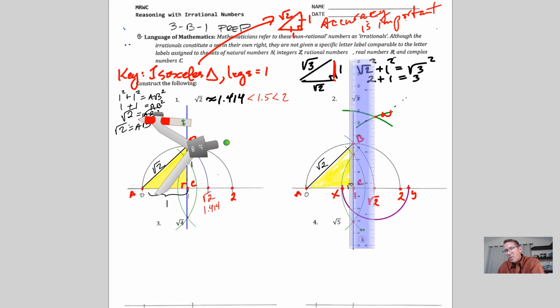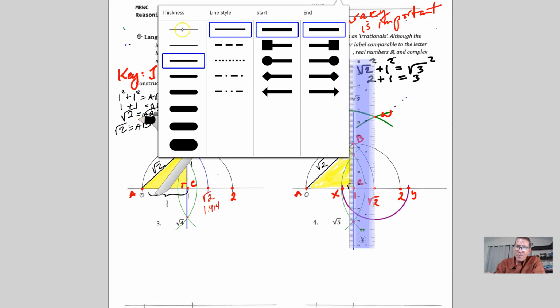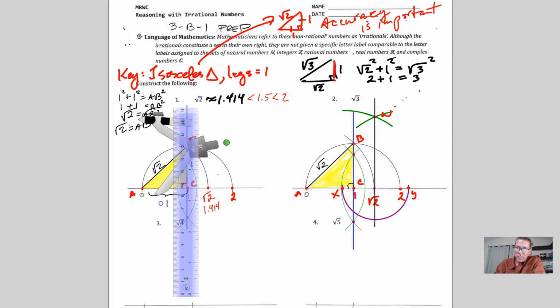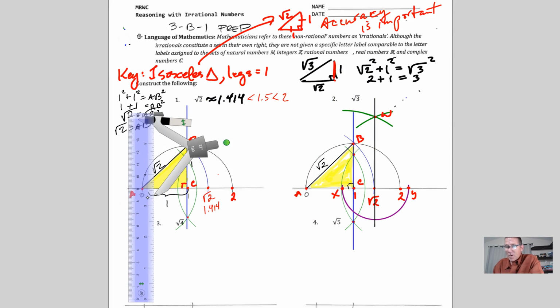So pause the video right there if you want, but that's the perpendicular or perpendicular bisector right through X and Y. So I'm going to construct that. Here we go. Notice it went right through root 2. By the way, we're almost done, okay? Okay, so I've got a perpendicular here.